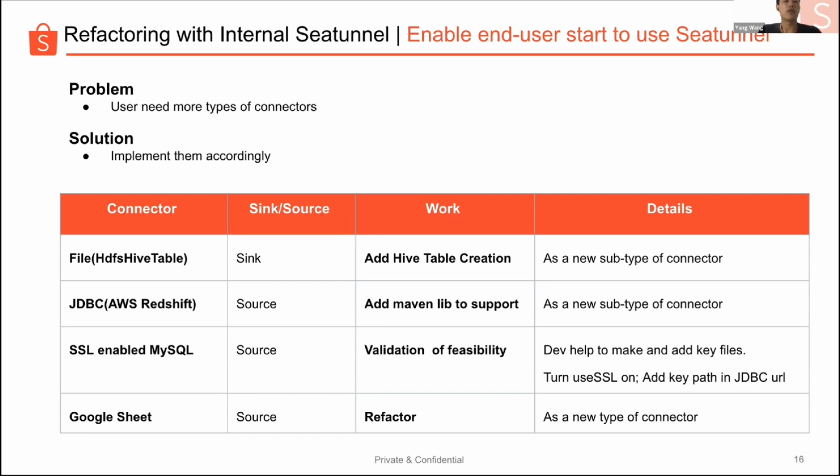And we are also trying to migrate some of our running pipelines into SeaTunnel, such as Google Sheet ingestion. Previously, we developed a Spark data source to fetch data from Google Sheet, but we needed to refactor and decouple the source and sink. SeaTunnel helped us do that easily. And actually, we use the original Spark data source and the HDFS Hive table, which is the first row in the table, as our sink.